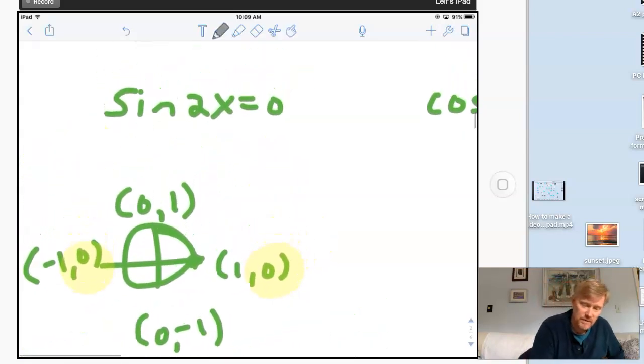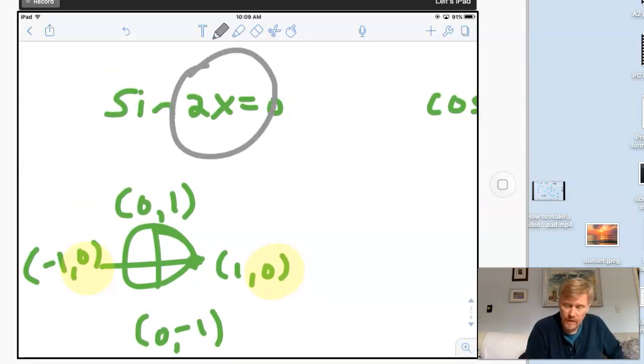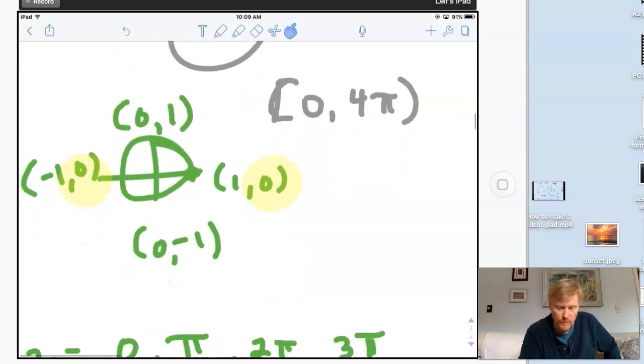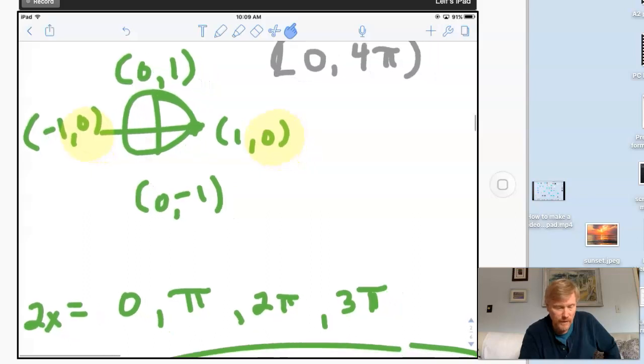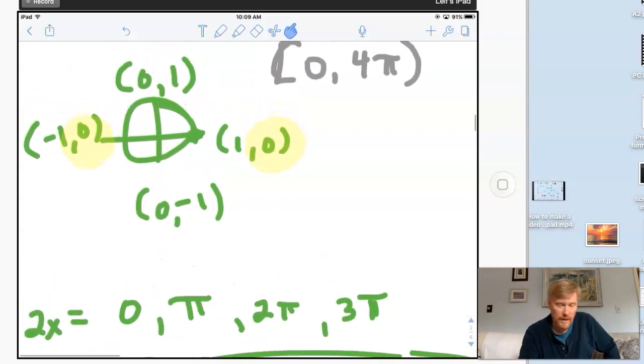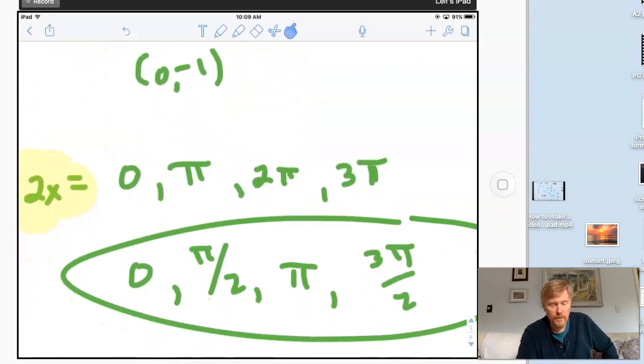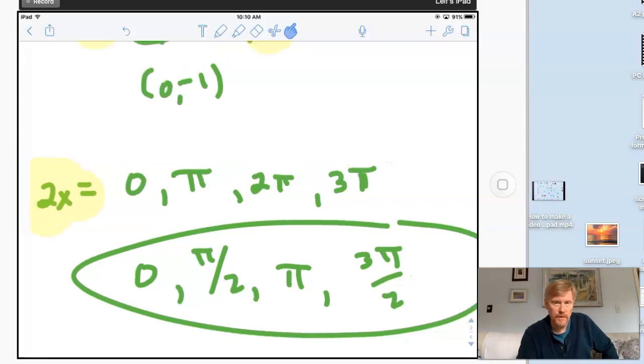And once again, since this is a 2x up in here, I'm not going to go between 0 and 2 pi. I'm going to go between 0 and 2 pi times 2, which is 4 pi. All right, so I'm going between 0 and 4 pi. So 0, pi, 2 pi, and 3 pi, okay, are my four answers. And then I have that equaling 2x, which means I divide all of those by 2, and I get 0, pi over 2, pi, and 3 pi over 2. And those are my four answers for that one.